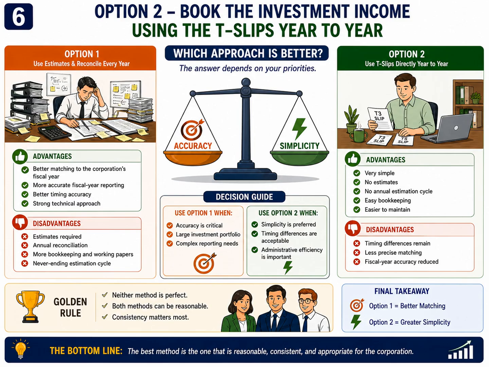Now let's look at Option 2. Option 2 takes a very different philosophy. Rather than estimating missing income, the accountant simply records the T-slips as they arrive. The process is straightforward. Receive the T3. Receive the T5. Record the information. Prepare the return. Because estimates are avoided, the bookkeeping process is generally simpler. There are fewer calculations, fewer reconciliation schedules, and less ongoing administrative work. For many corporations, that simplicity is very attractive.